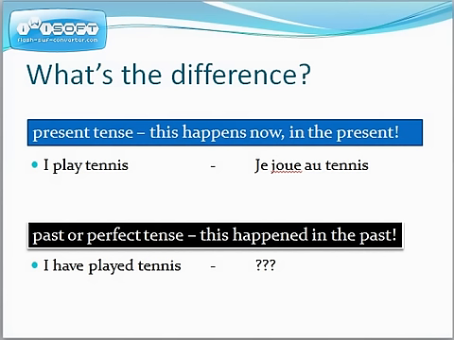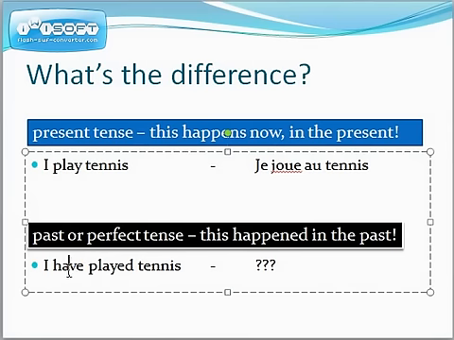I have played tennis is a good example of that. Now in English you can see I play tennis is the present tense. Je joue au tennis in French. Je joue is the verb here. I have played tennis in English has got two bits of the verb. I have and I played. In French it's going to be a bit like that. Let's have a look at it.